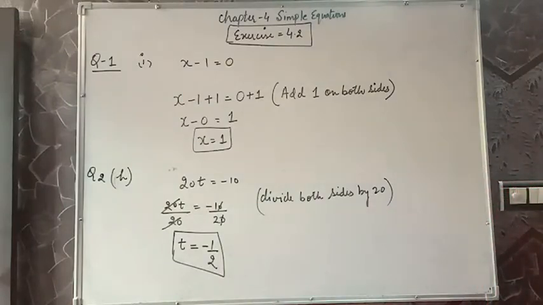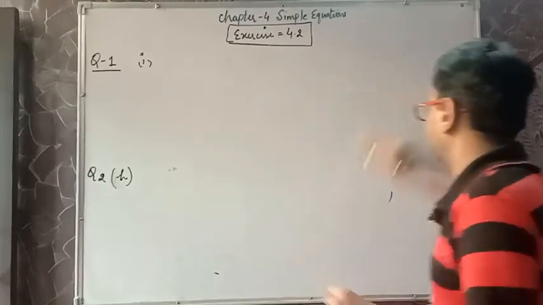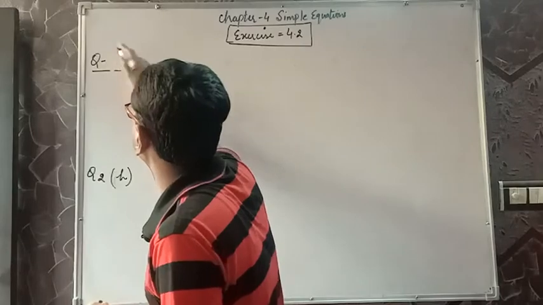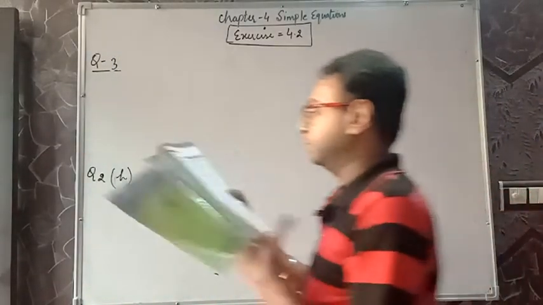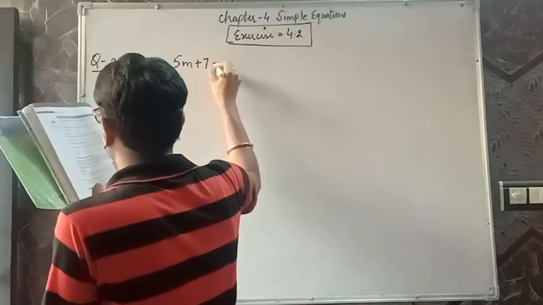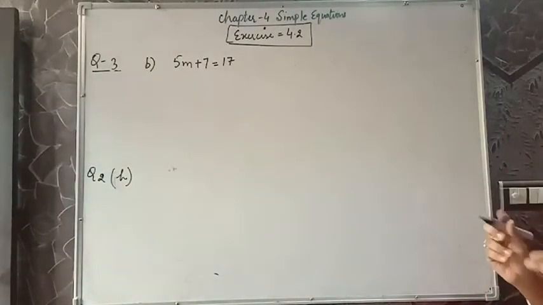Clear? Question number 3. Give the steps you will use to separate the variable and then solve the equation. I am doing one part because it's very easy. Question number 3. Let me take B part of it. 5m plus 7 is equal to minus 17. We'll do this question in different methods.